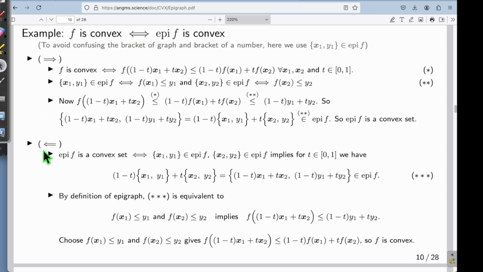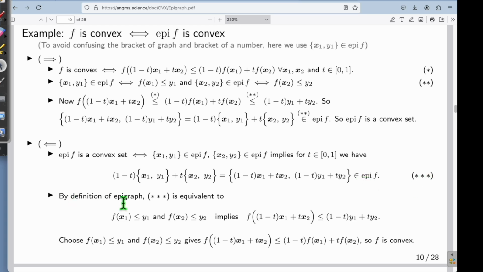Now we go the other way. We assume epigraph F is convex. So by definition, we have this and this. We consider two points. And then what do we have? This is a convex combination of a point and another point. This is a Cartesian product. Cartesian product means you can split it, you can distribute the 1 minus t inside, and then you have this. Because they are in the epigraph, and the epigraph is a convex set, this belongs to the epigraph because of its convexity.